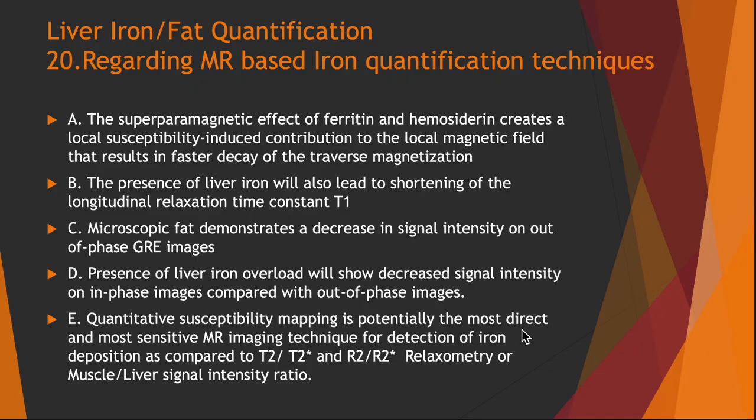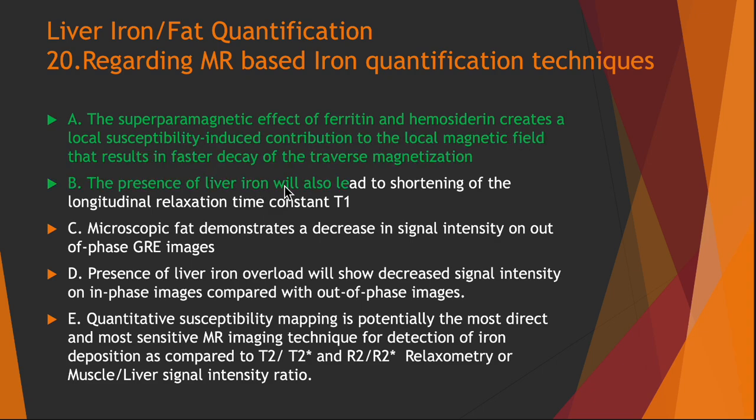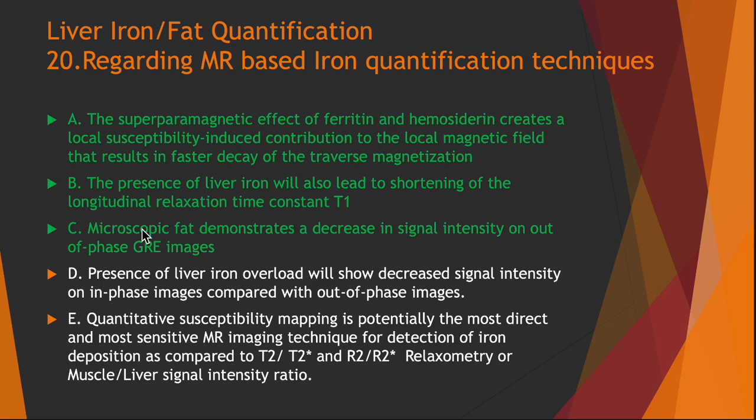Regarding MR-based iron quantification techniques, the superparamagnetic effect of ferritin and hemosiderin creates a local susceptibility-induced contribution to the local magnetic field that results in faster decay of the transverse magnetization. Answer is true. The presence of liver iron will also lead to shortening of the longitudinal relaxation time constant. Again, the answer is true because it will lead to shortening of both T1 and T2.